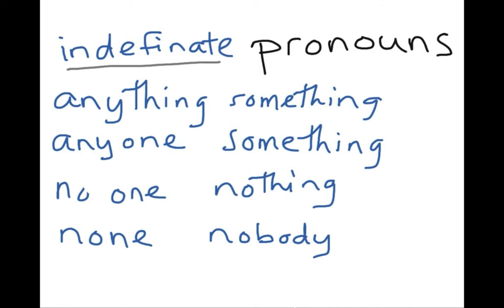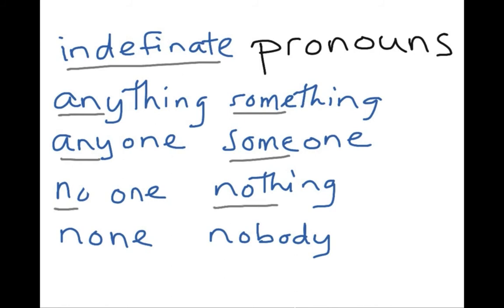Now, indefinite means you don't know how many of something. So you could have anything, anyone, something, someone. Then you've got no one, nothing, none, and nobody. Notice with no one, it's actually two words. And the reason it's two words is that if you wrote it together, it would look like you spelled none or noon really, really wrong. So don't make that mistake. Make sure you separate it into two words.